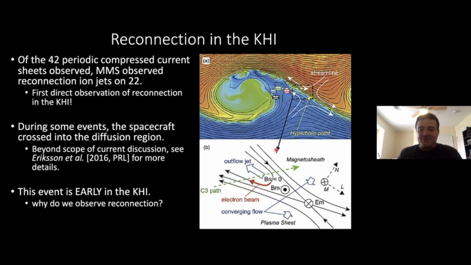And in some events we even crossed closer to the center of where the reconnection occurs. We call that the diffusion region, but that's beyond the scope of the current discussion. So this event is actually very early in the development of KHI. I'll show that later. So one of the big questions we had is we're already seeing reconnection. Why?